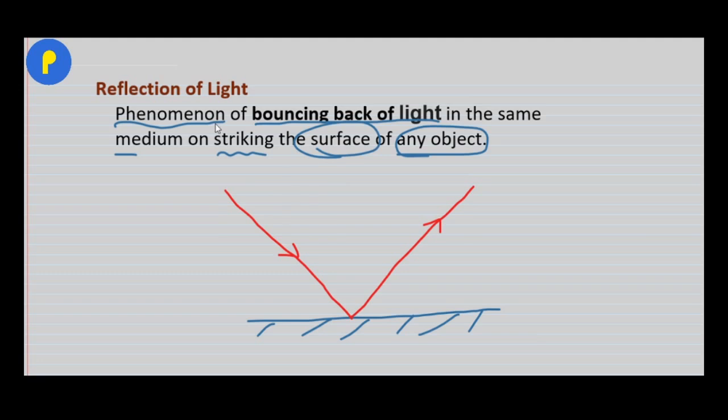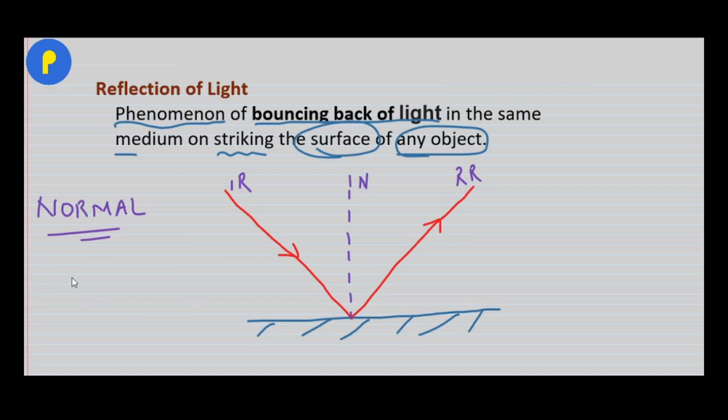Now while discussing this, we shall also learn one thing, that is normal. This is normal, this is the incident ray, and this is the reflected ray, right? What is normal? In this case, what is normal?